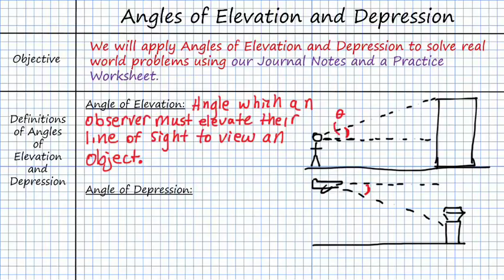The angle of depression is going to be something similar. So what we see is that it's the angle which an observer must elevate or must depress their line of sight to view an object.